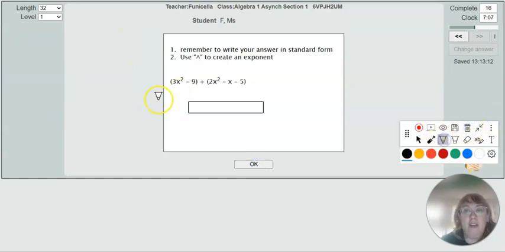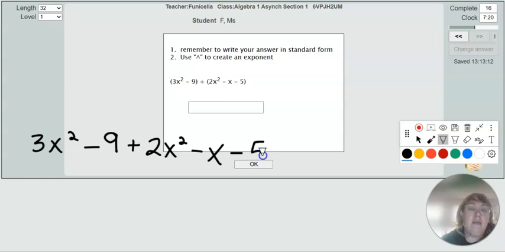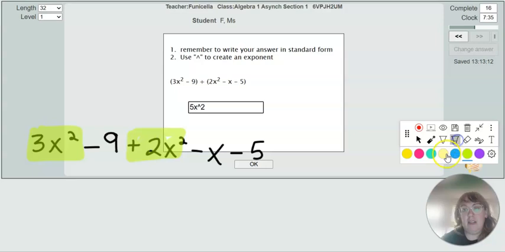And here's the next one, also addition, so we're just going to write it as is. Drop those parentheses, 3x squared minus 9 plus 2x squared minus x minus 5. So we do have this 3x squared first, and here's another x squared, so we can combine those two terms. 3 plus 2 gets us a 5x squared.